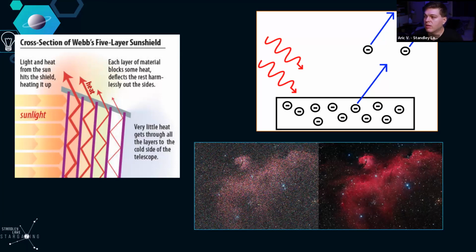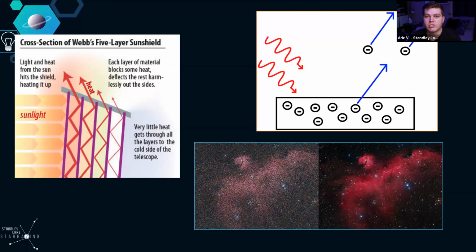Then let's go from left to right here. 99% is rejected, and 1% makes it through to the next sun shield. Of that first 1% that made it through, 99% is rejected, leaving just 1% of that. So it's 0.01 times 0.01 that has made it through, and you have a power of 10 drop every time.